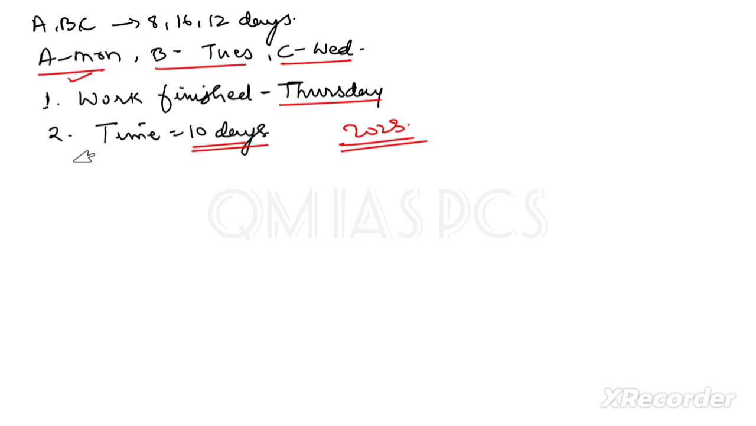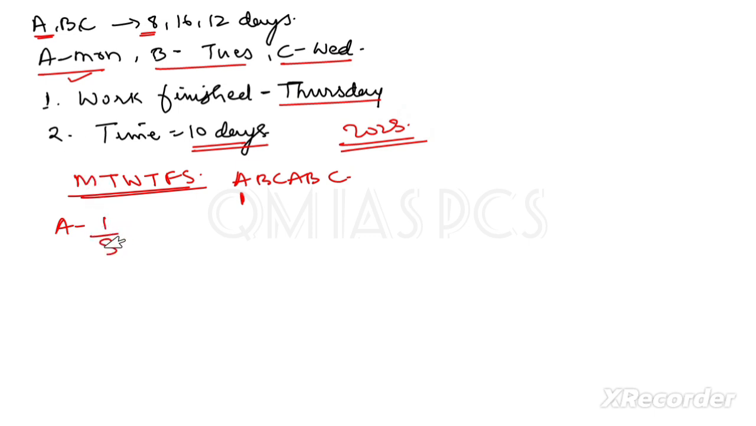See, this is Monday, Tuesday, Wednesday, Thursday, Friday, Saturday. This type of pattern is given: A, B, C, then A, B, C, like this. So actually, I will try to find every individual efficiency. A takes how many days? 8 days. So the efficiency of A will be 1 by 8. I have told you whatever time is given, just take the reciprocal of that. So 1 by 8.